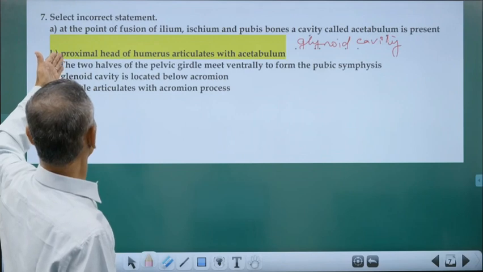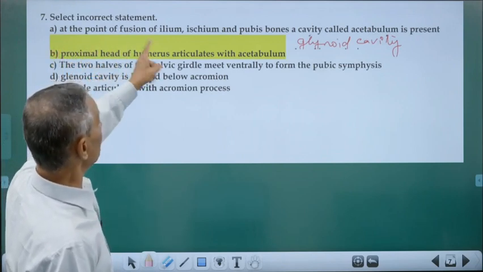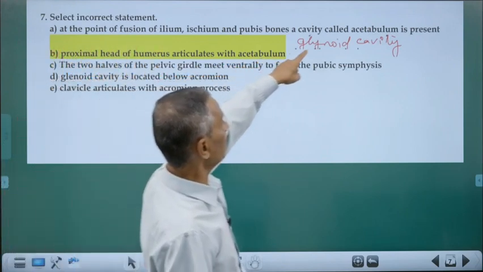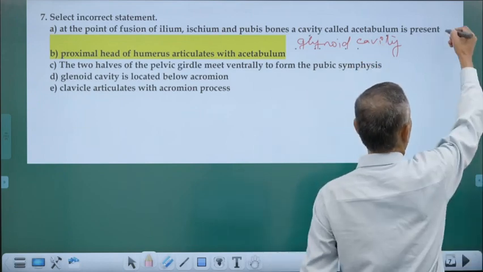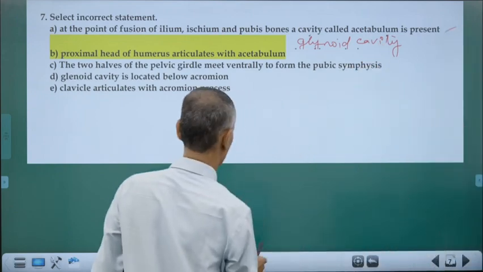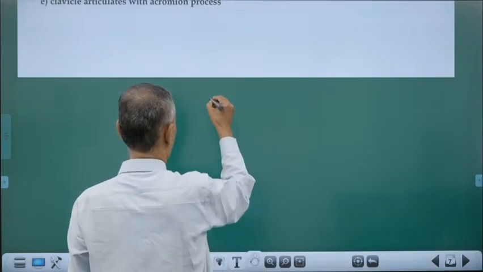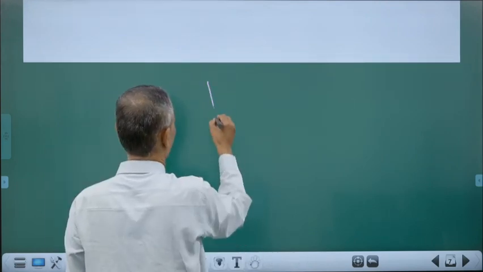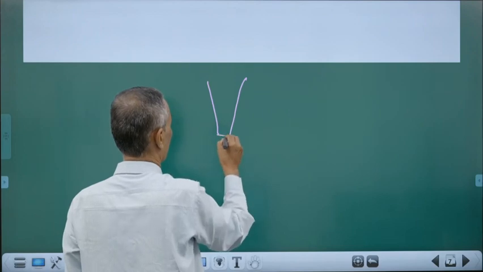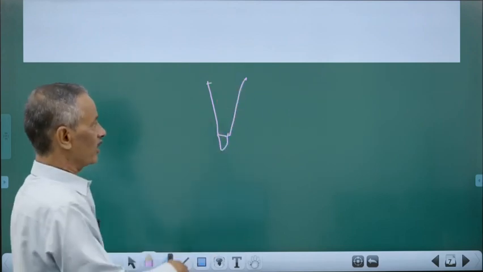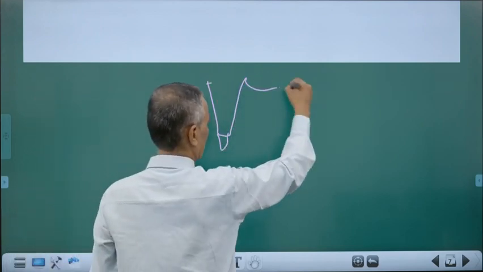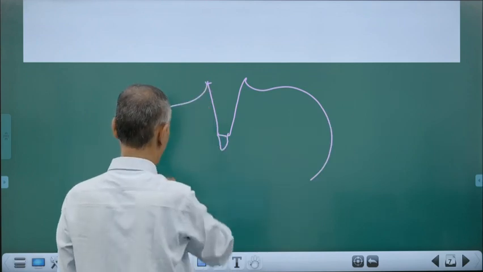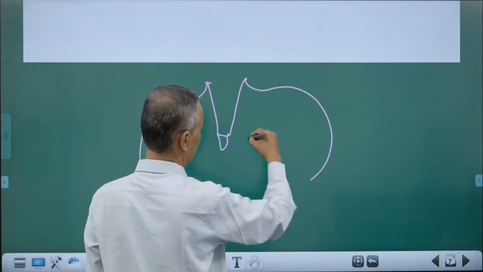Correct statement. At the point of fusion of ilium, ischium, and pubis bones, a cavity called acetabulum is present. Correct. I am giving you only rough diagrammatic versions. Okay. This is the sacrum. You are having the ilia.